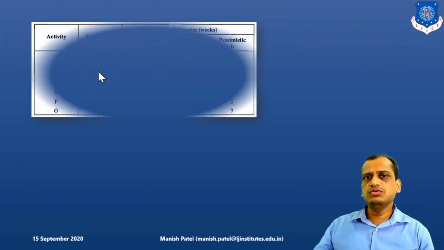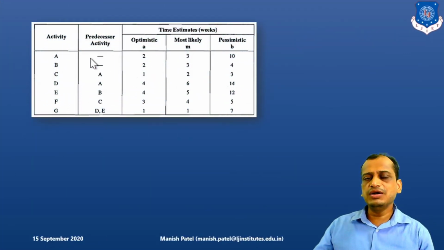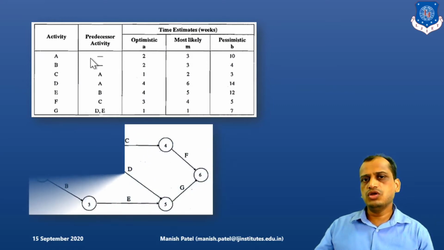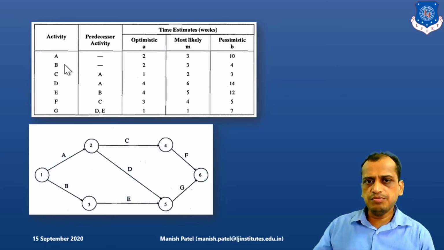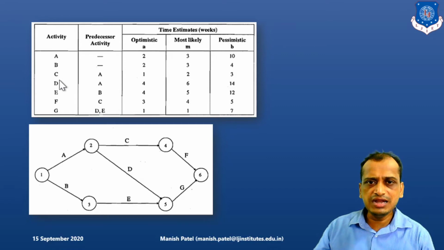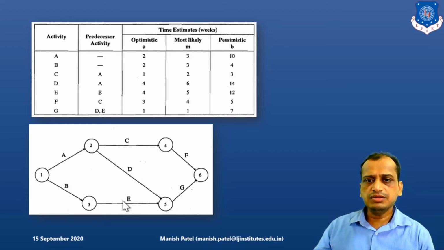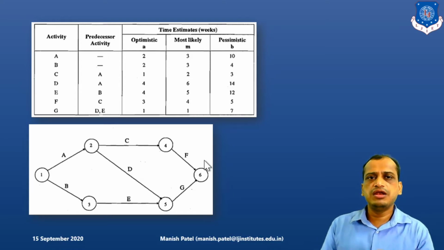First of all, based on this given data, we will try to draw the network diagram. So how do you draw the network diagram? If you see here, A and B have no predecessor. Now C and D have A as the predecessor, so C and D outgoing arrows have A as a predecessor. E has B. When E starts, B completes. For F, it is C. For F here, it is when C completes. For G, it is D and E. Now both F and G complete at the last node. In this way, we can prepare the network diagram.